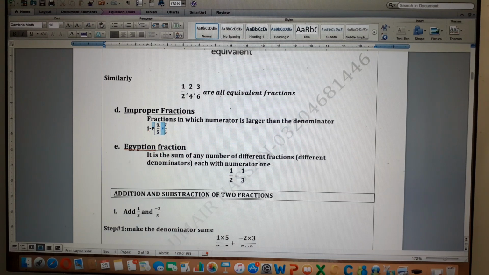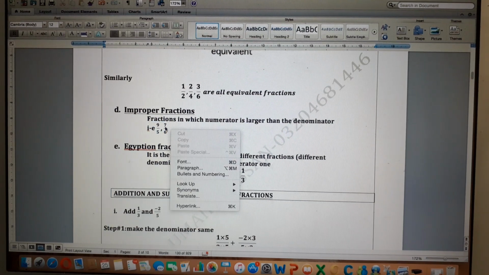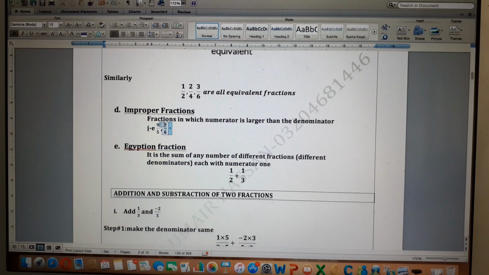9 is large as compared to 5. So when the numerator is large as compared to the denominator, this is an improper fraction. Similarly, if I observe this case, here 7 is the numerator, 6 is the denominator. Now 7 is a larger number as compared to 6. So I have a larger numerator and a smaller denominator. So this is also an improper fraction.